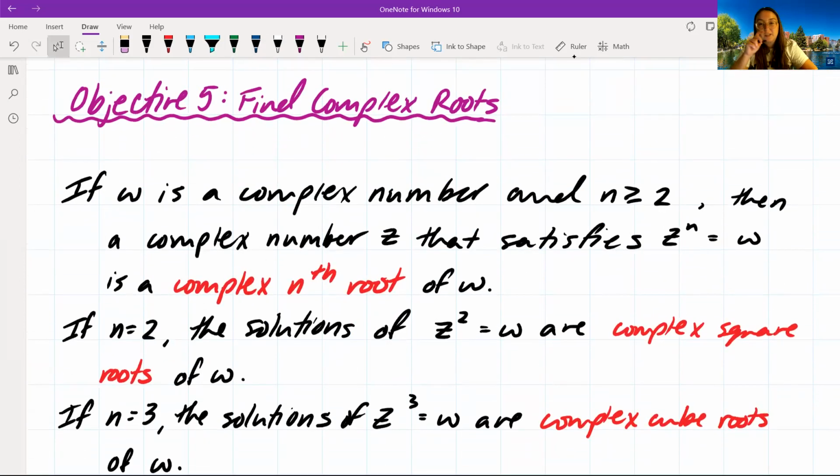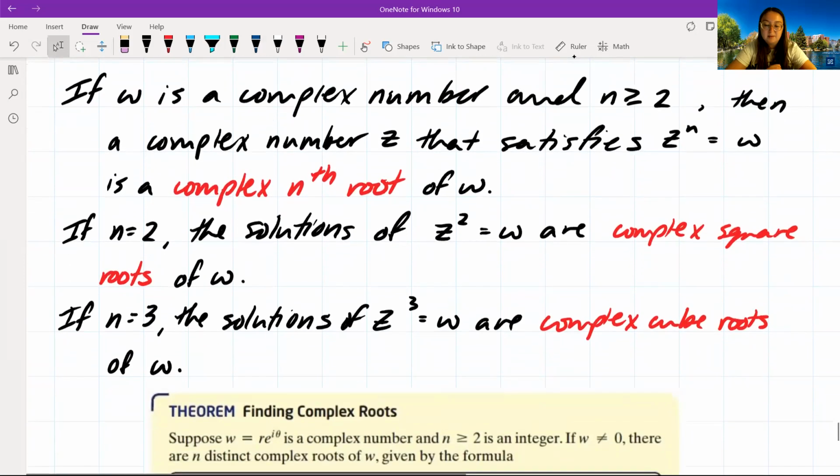All right, last objective, objective 5, we want to find complex roots. If w is a complex number and n is greater than or equal to 2, then a complex number z that satisfies z to the power of n is equal to w is a complex nth root of w. If n is equal to 2, the solutions of z squared is equal to w are complex square roots, and if n is equal to 3, then the solutions of z cubed equals w are complex cube roots of w.